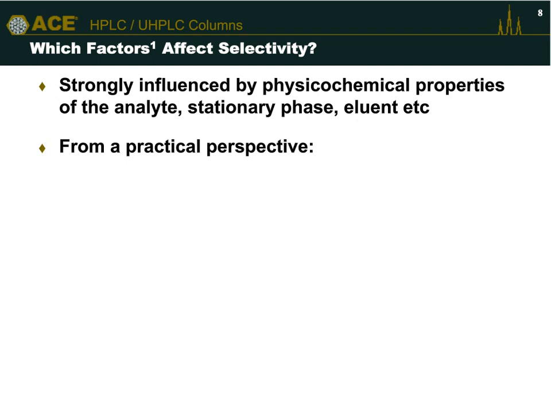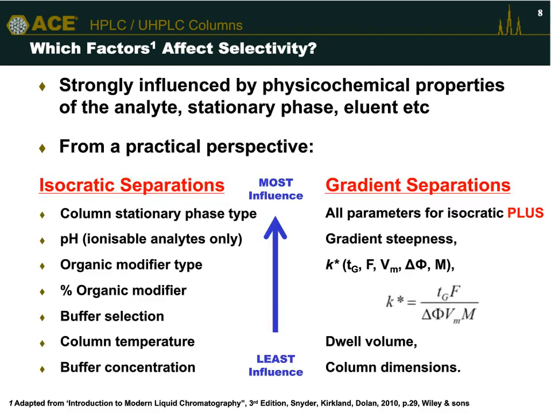Now, there are lots of factors that affect selectivity in chromatography. And from a practical perspective, on the slide now we have isocratic separations on the left and different mobile phase variables available to you to change to affect selectivity. All of these parameters have an influence on selectivity. However, they are in a bulleted list format, so the parameters at the top of that list have a bigger influence on selectivity.